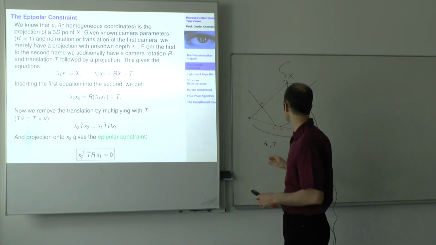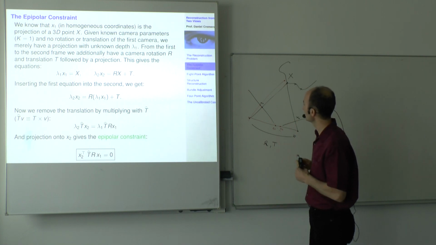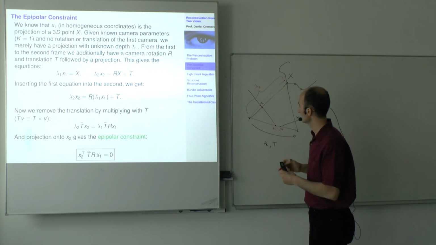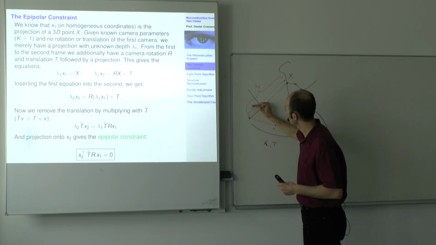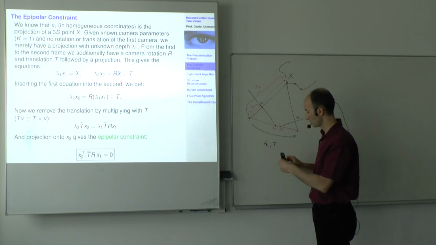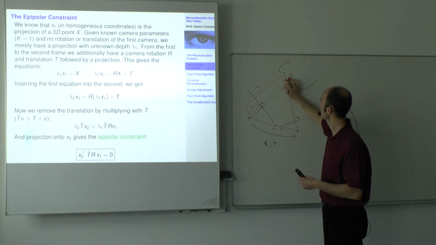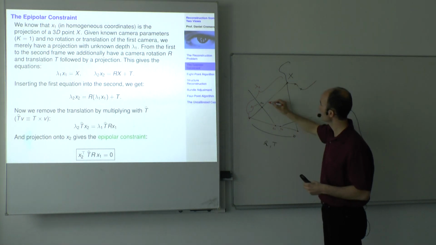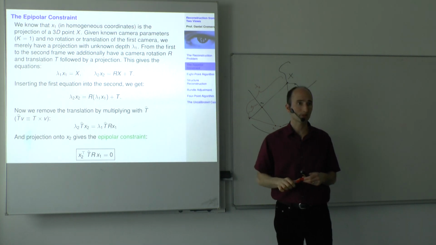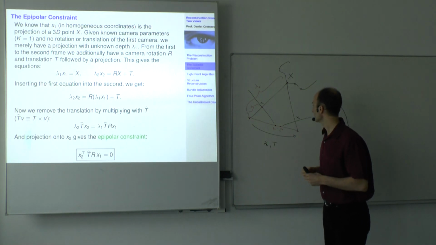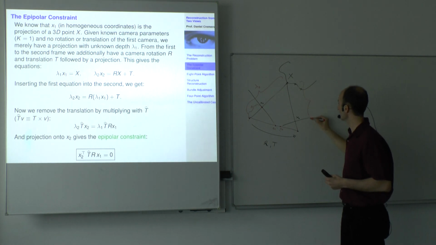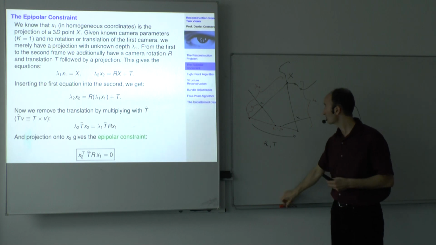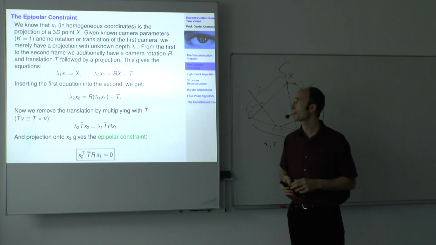Once we go into the coordinates of the second, this length here is lambda 1. And this length is 1. So if you want to get from that 3D point to this point, you just scale by lambda 1. If we go into the second camera, we call this lambda 2. That is the distance of the 3D point from the second camera center.